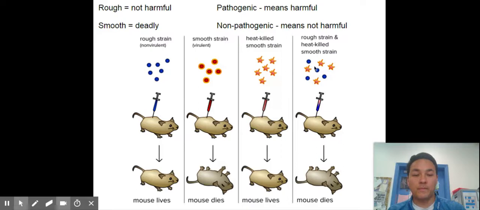So what's important from this experiment? What is the claim? Something transforms the bacteria. What's the evidence? Well, the R strain that did not originally kill the mouse now does in the presence of the smooth strain. What's the reasoning? They're not sure. He didn't know if it was DNA or proteins or what was causing this transformation. So hopefully you found that CER talk for the Frederick Griffith experiment helpful.